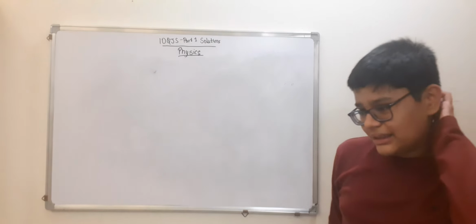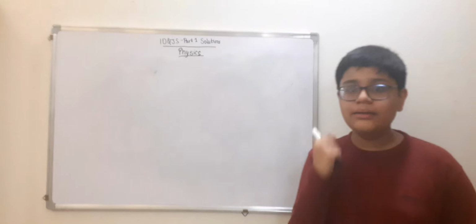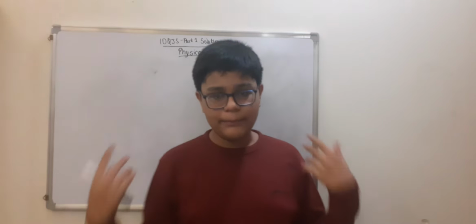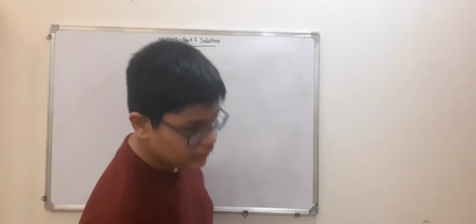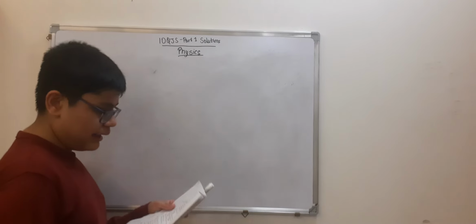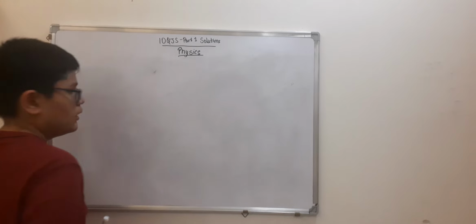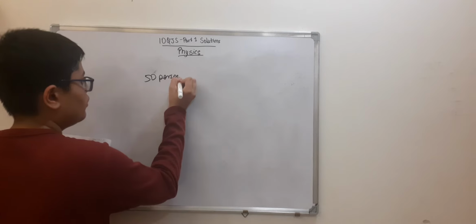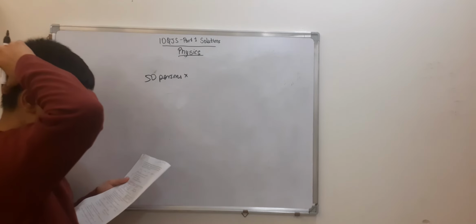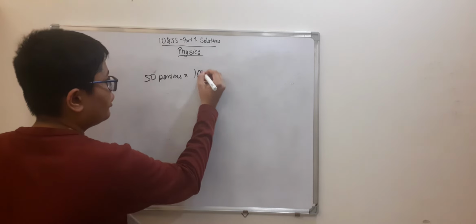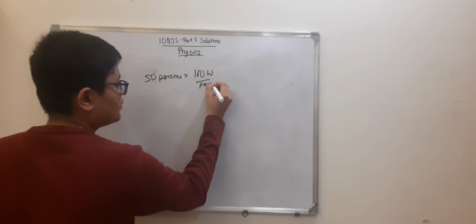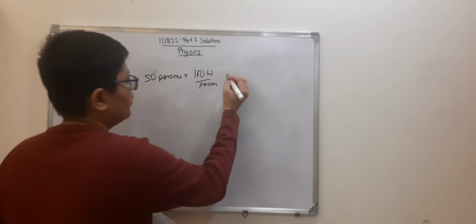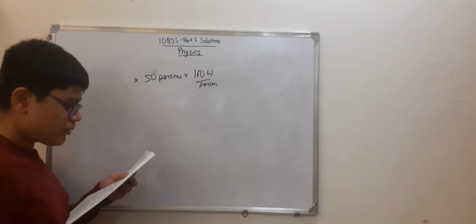So the next question, basically we have to maintain the heat. The heat taken by the AC should be equal to the heat radiated out by the men. Okay, so we are given that there are 50%, right, and 50% into 100 watt per person, right, and you can multiply this by 4 hours.